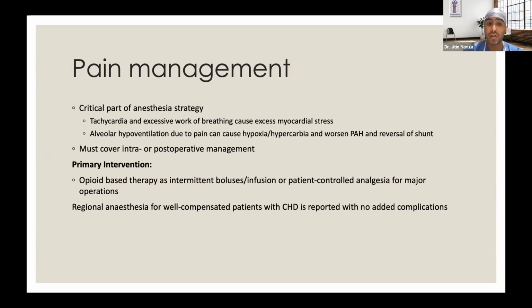Pain management is a critical part of anesthesia strategy, and tachycardia and excessive work of breathing should be avoided as they cause myocardial stress. Alveolar hypoventilation due to pain can cause hypoxia and CO2 retention and worsen PAH. So we must have a thorough analgesia strategy for intraoperative and postoperative periods, and it's usually opioid based as intermittent bolus or infusion or patient-controlled analgesia for major procedures. Regional anesthesia for well-compensated patients with heart disease is reported with no added complications, and various blocks have just been discussed by the previous speaker.